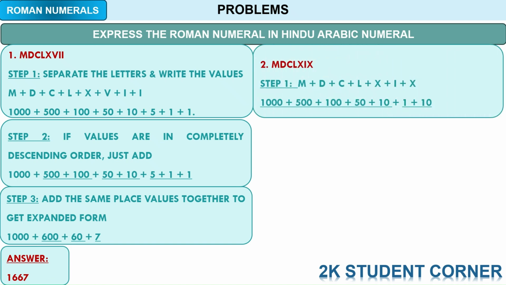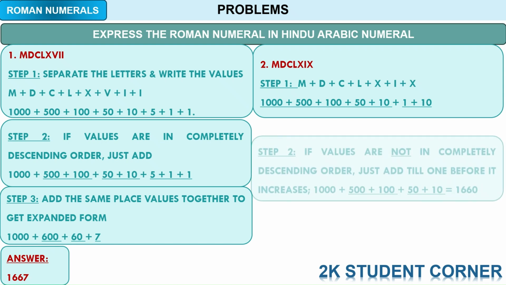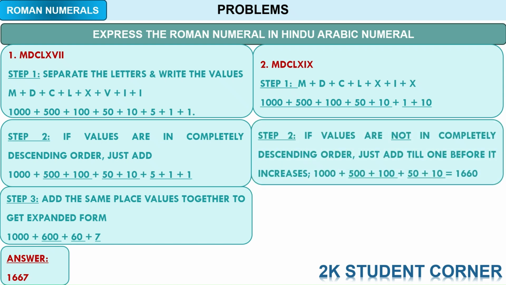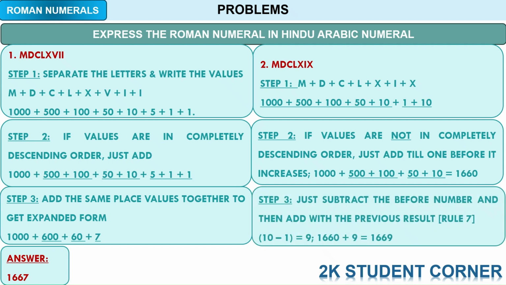Question 2. Here the order is not completely in descending form. In such cases, add as earlier till the last but one where the order changes. Subtract the smaller value on the left from the larger value as in Rule 7. Then add the value to the previous answer to get the final result.